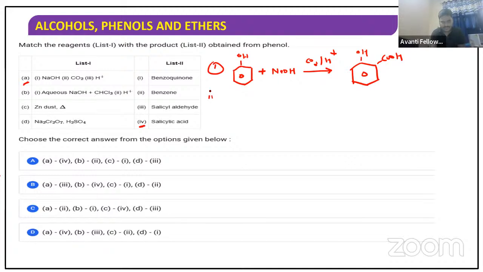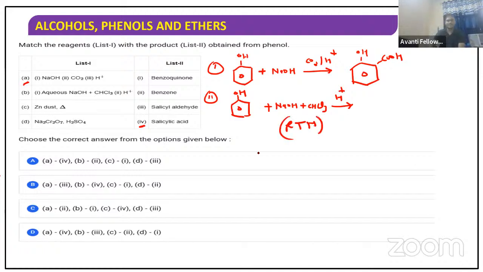Okay. Now, similarly, when we treat phenol with aqueous NaOH, with NaOH plus CHCl3 in presence of H plus, this is called RTM. Which reaction is this? Reimer-Tiemann. So what was formed in the Reimer-Tiemann reaction? Do you remember? Yes, salicylaldehyde. That is OH, CHO, right? Yes, salicylaldehyde. Good.